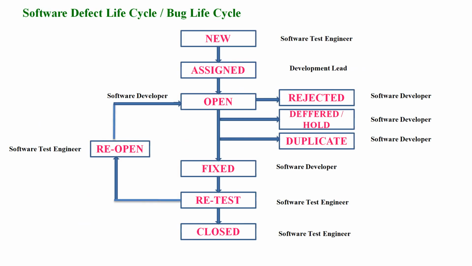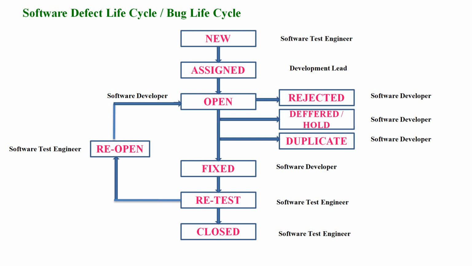Now we will discuss the software defect life cycle or bug life cycle. This pictorial diagram represents the defect life cycle or bug life cycle. What is the primary role of the software test engineer? As a software test engineer, you have to find the defect. How will you find the defect? By executing the test cases. While executing the test cases, if there is a mismatching between expected results and actual results, then it is said to be a defect.